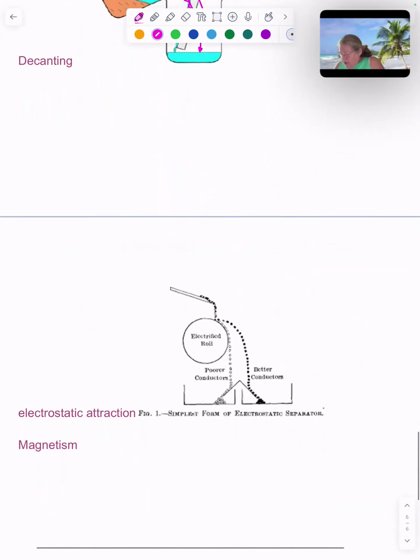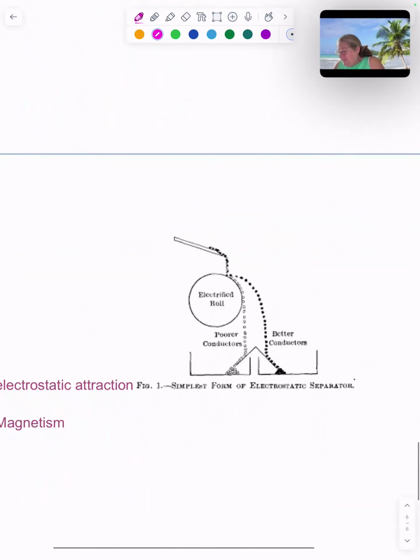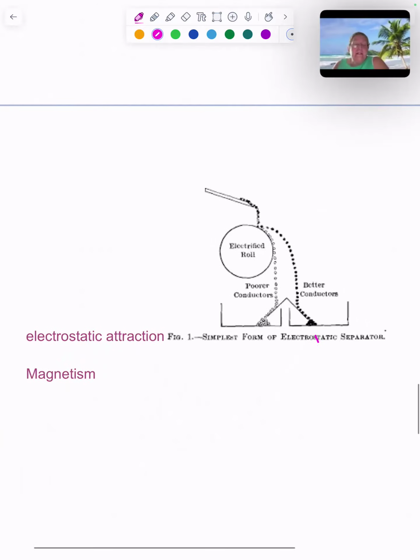Electrostatic attraction takes into account positive and negative charges. This is often used in recycling programs where they're trying to separate metals. You'll pull it down a chute, and you'll have an electrified roll. Poor conductors will go one way, better conductors go another. Magnetism, you can separate some things just by putting a magnet through it.